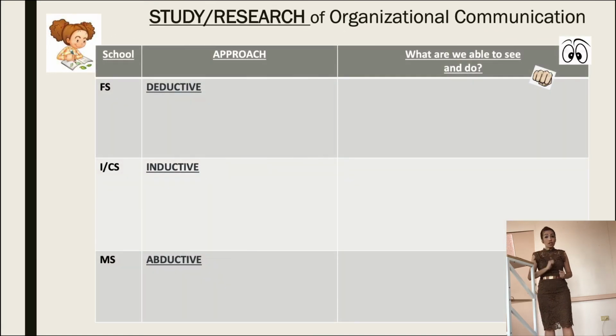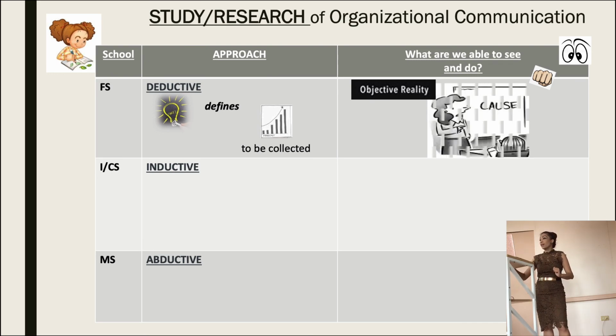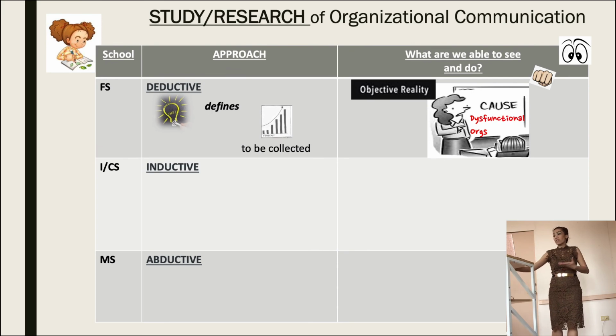So, for the functional school, we have the deductive approach, wherein the theory dictates or defines what data needs to be collected. As such, we have the so-called objective reality. Okay? This helps us determine, for example, a cause of a dysfunctional organization. Right? This is the approach of the functional school.